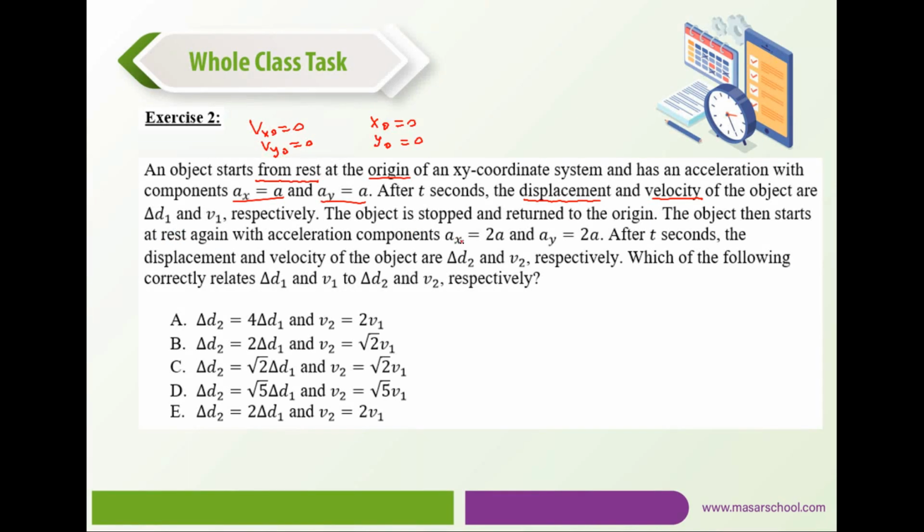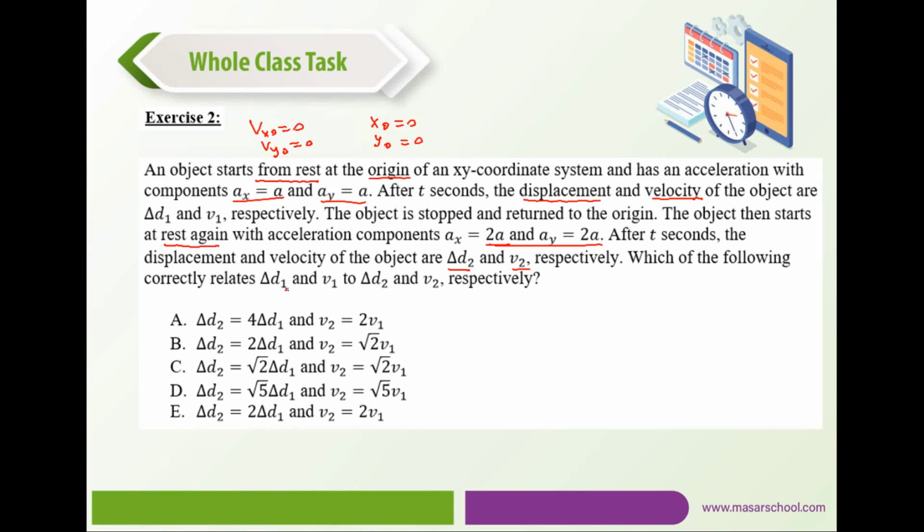Okay, we're going to start again at rest, and we suppose from the origin because it's being returned to the origin, with acceleration components that are double the acceleration along the horizontal and double the acceleration along the vertical, which means we are interested in the factor of change. After t seconds, the displacement and velocity of the object are delta d2 and v2 respectively. Which of the following correctly relates delta d1 and v1 to delta d2 and v2?